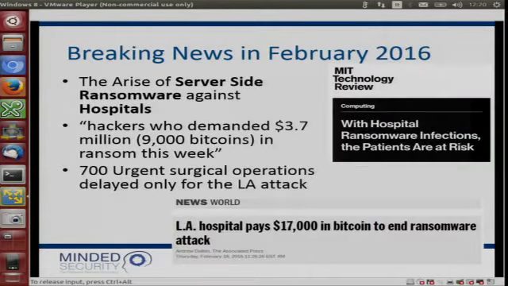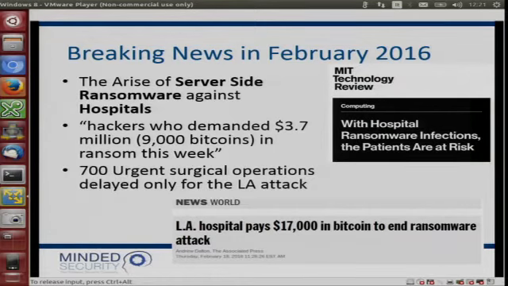Breaking news in February 2016. This is another nasty side effect to users affected by malware. The rise of server-side ransomware against hospitals. Hackers demanded up to $3.7 million, or the equivalent of 9,000 bitcoins in ransom, and they made 700 urgent surgical operations delayed just in Los Angeles City, in the Hollywood Hospital. So this is a very nasty side effect of malware, because urgent surgical operations have been delayed.